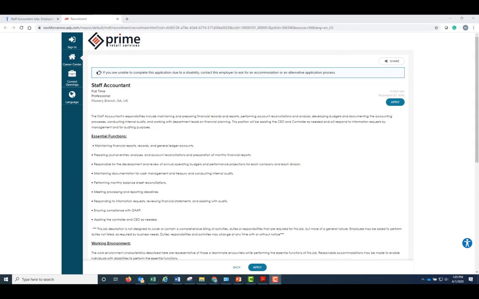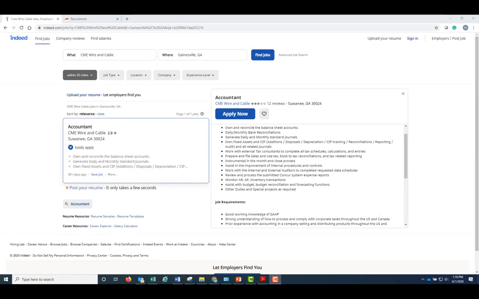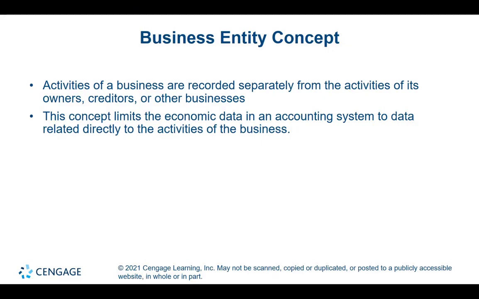You will often see job boards reference GAAP. Here, the staff accountant position requires ensuring compliance with GAAP. Another position requires good working knowledge of GAAP. Under GAAP, there are some specific concepts.